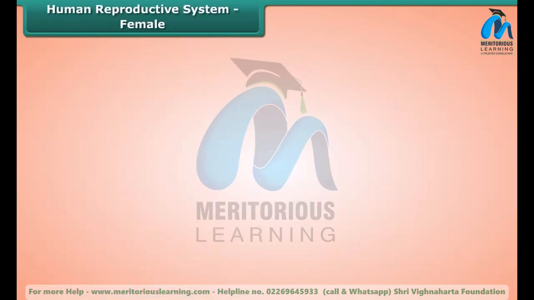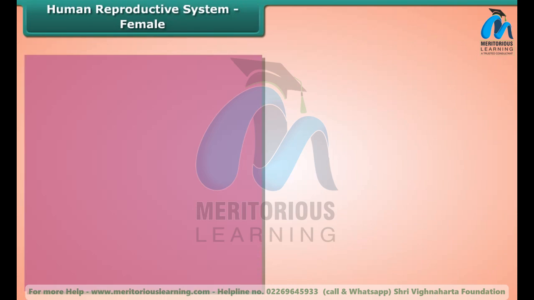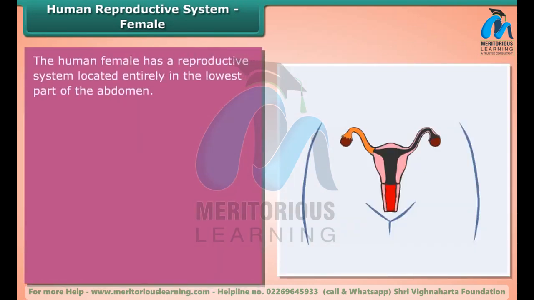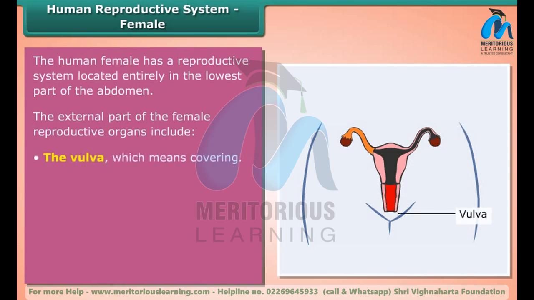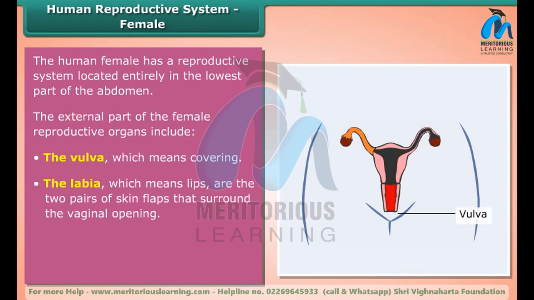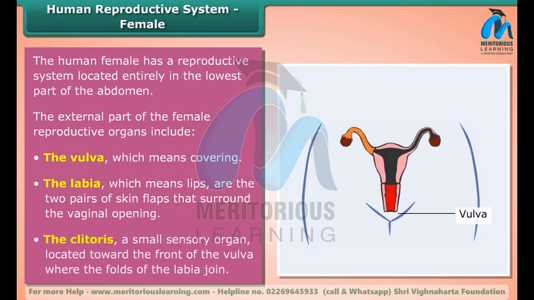Human reproductive system. Female. The human female has a reproductive system located entirely in the lowest part of the abdomen. The external part of the female reproductive organs includes the vulva, which means covering. The labia, which means lips, are the two pairs of skin flaps that surround the vaginal opening. The clitoris is a small sensory organ located toward the front of the vulva where the folds of the labia join.